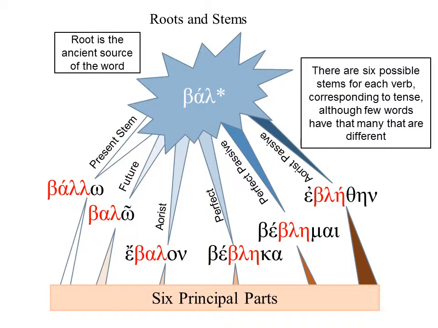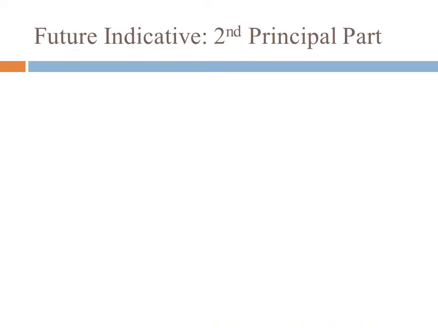Some verbs are extremely regular, like luo, the most regular of all Greek verbs. It is one that has the same stem in all of its principal parts. You just have to learn the endings. Now, the reason I've done balo and bal here, you're going to find out as we go along and look at the different forms. Future indicative, 2nd principal part. The first principal part was the present indicative, and the future indicative is the 2nd.